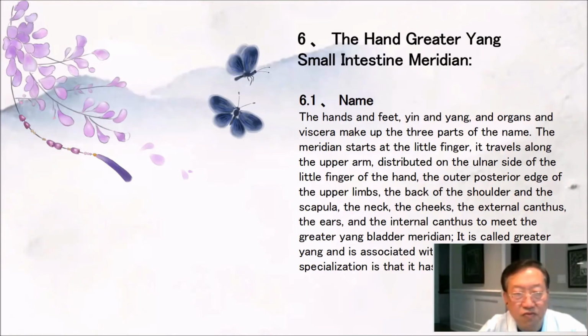It's distributed on the ulnar side of the little finger of the hand, the outer posterior edge of the upper limbs, the back of the shoulder, and the scapula, the neck, the cheeks, the external canthus, the ears, and the internal canthus, to meet with the greater yang bladder meridian. It's called the greater yang, is associated with the small intestine. Its specialization is that it has little qi and much blood.